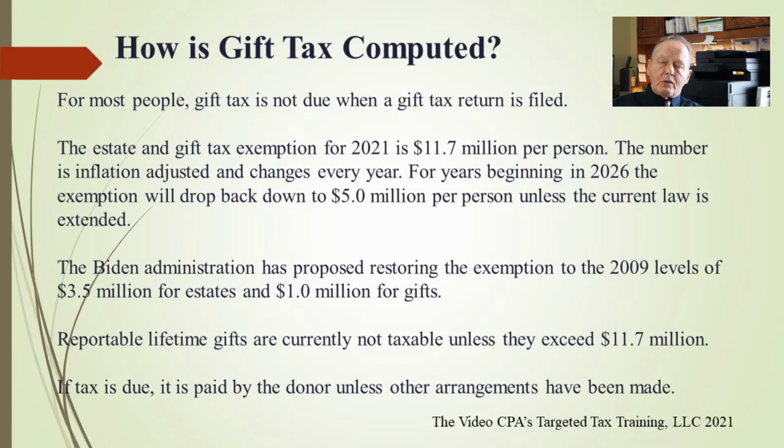Now, the Biden administration has already said that they would like to have the exemption lowered to $3.5 million for estates and $1 million for gifts. So we'll see if that happens. But that's where it is right now. And through 2025, unless the Biden administration does something about it, it's going to be up around $11-12 million in that area.